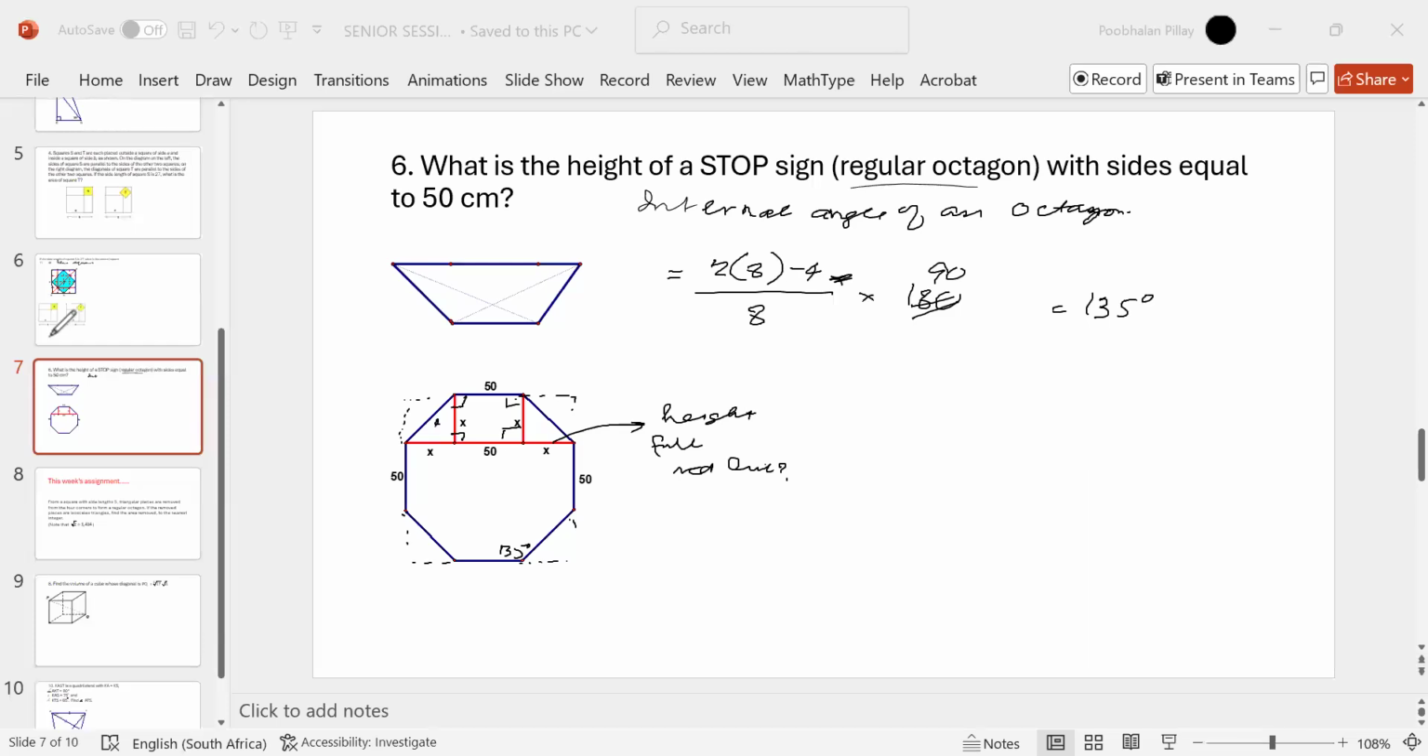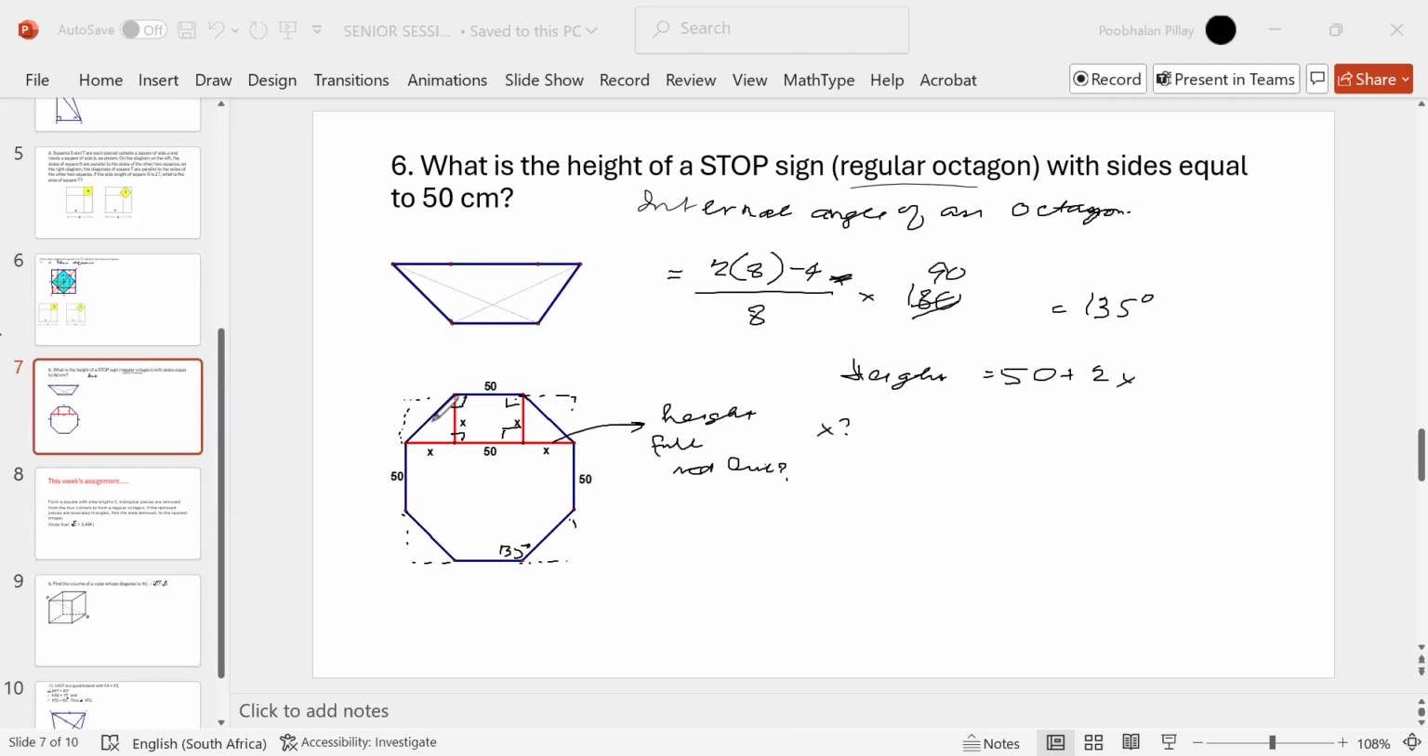You've got a right angle triangle with one of the angles 45. So it must be an isosceles triangle. And that is why we can put x's here. We can put this equals that. So these x's are very important because your height that you're looking for is 50 plus 2x. It's this entire thing. So the question is, what is x?